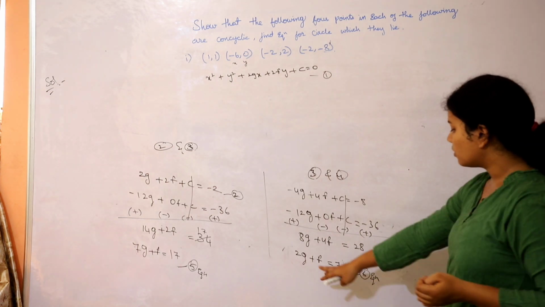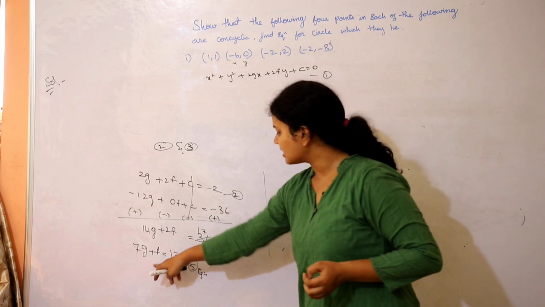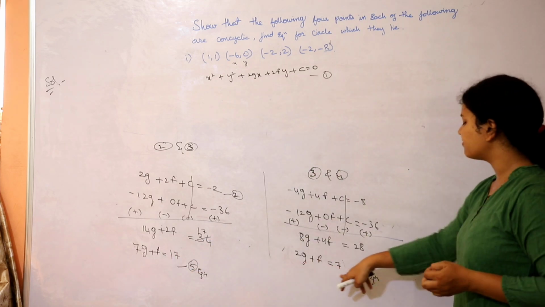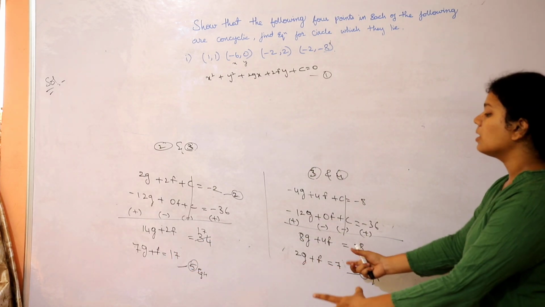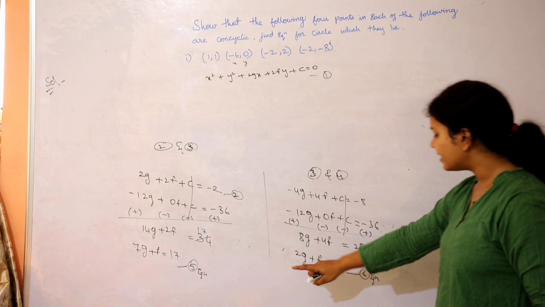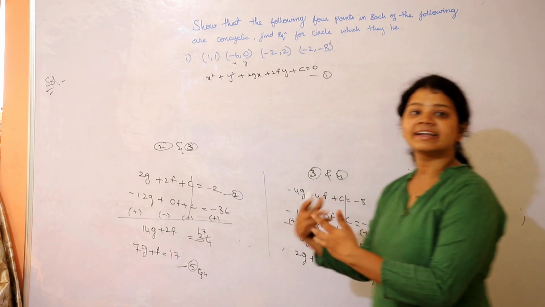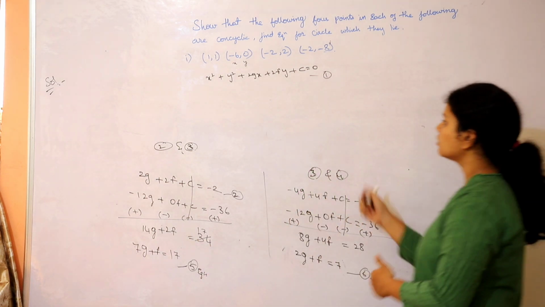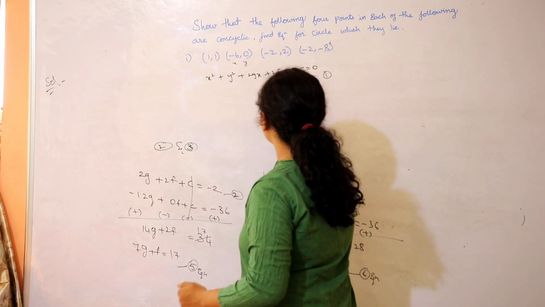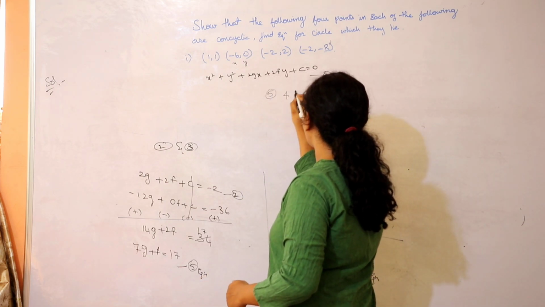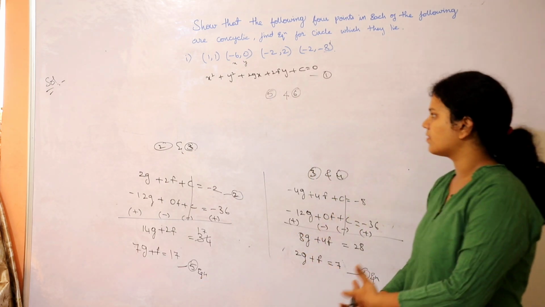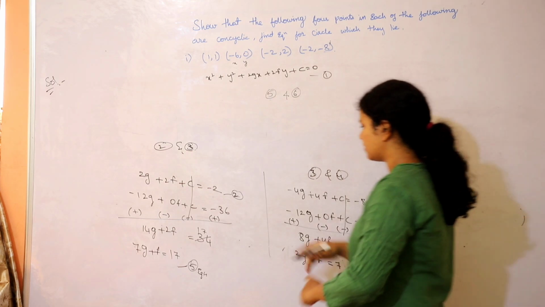Now just take a look over here. You can see 7g plus f is equal to 17, 2g plus f is equal to 7, right? So we got a form where I can eliminate f and f to get the g value. Are you getting it? The next step I will be doing is the 5th and 6th equations. Please solve the 5th and 6th equations.